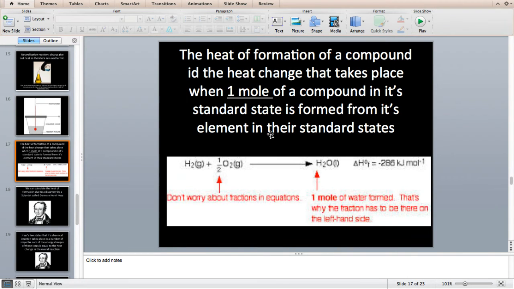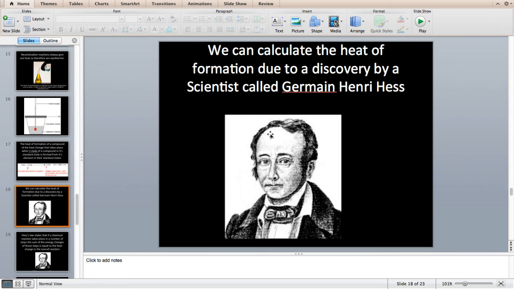Now, the heat of formation, girls, another definition that unfortunately you need to know, is the amount of heat change that takes place when 1 mole of a compound in its standard state is formed from its elements in their standard state. So again, you have to only form 1 molecule of the material. So it's all about 1 mole.